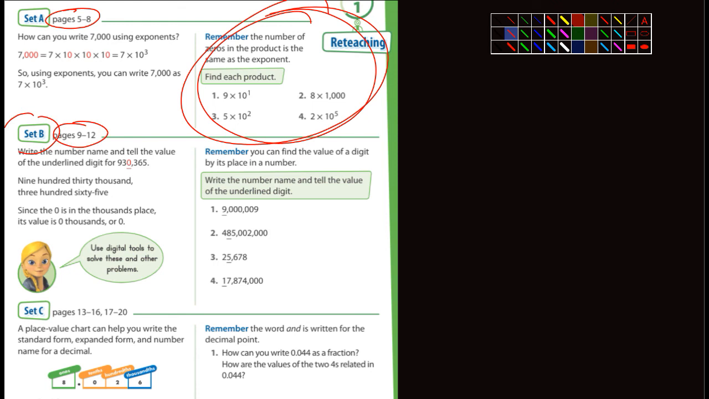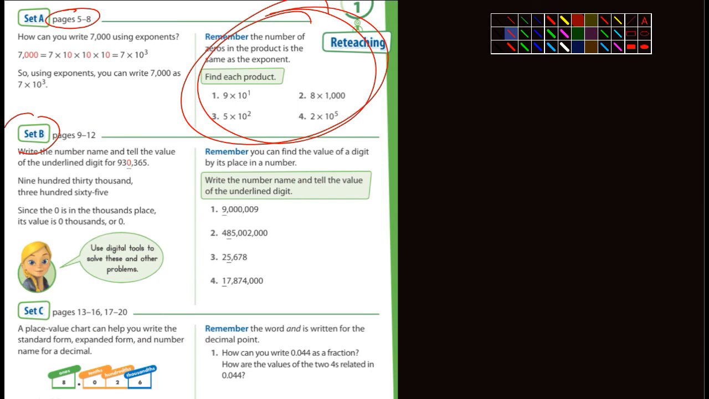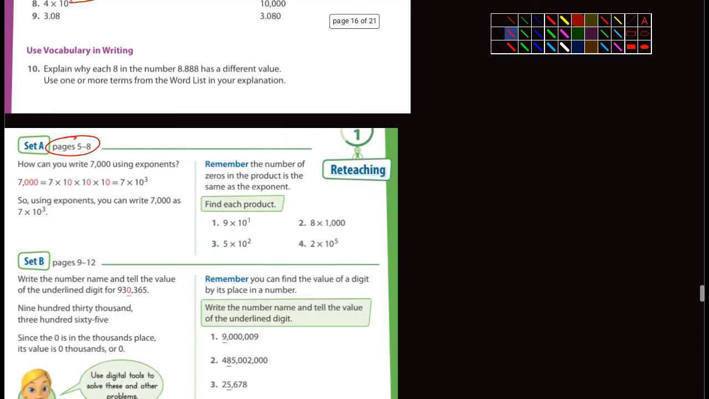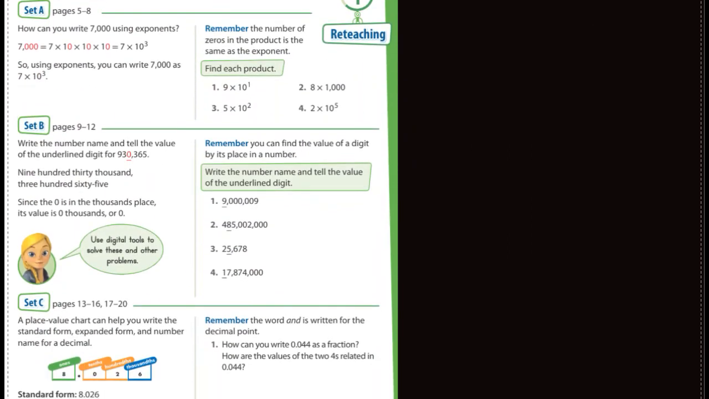They give you an example. And then this is what they want you to do. And you can find on pages 9 to 12 how to do those. Set C, same thing. Here are the page numbers. This is what they want you to do. And here's an example. So you guys should be able to go through these. Not only do they give you an example, they give you page numbers where you can find some in your book. So let's look real quick and see.